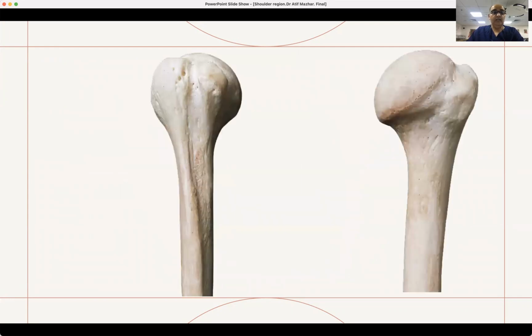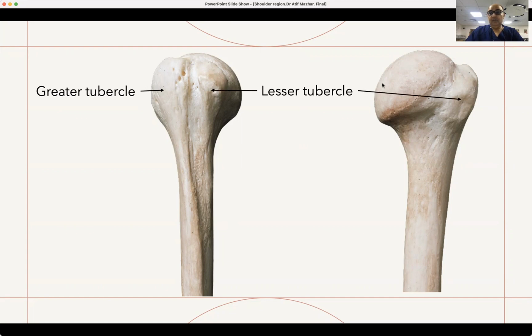Now let's look at the upper end of the humerus, or the proximal part of the humerus. We can very easily identify the greater tubercle. Why is it greater? Because it's great. And then you can see the lesser tubercle on both the sides, and you can see very clearly in between the intertubercular sulcus, or the bicipital groove. Are we good so far?